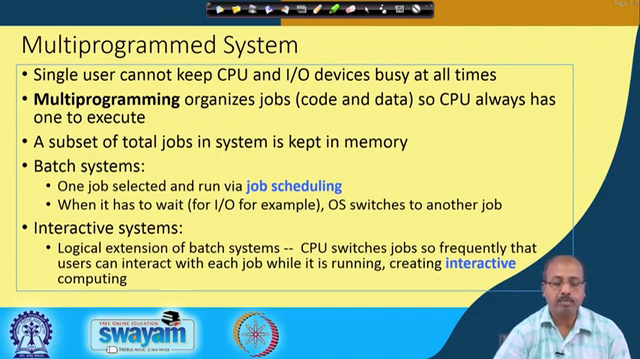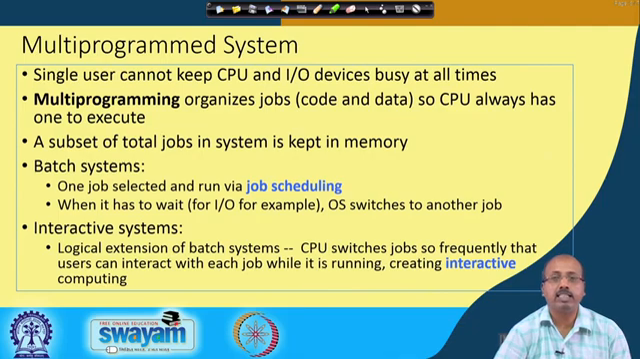In a batch system, one job is selected and run via job scheduling. So, in a batch system what happens is that we submit a batch of jobs, a set of jobs to the computer for execution, and the scheduler puts them in a scheduling queue, and one after the other the jobs will be given to the system, and when one has to wait, the OS will switch to another job. So, a batch of jobs are given and one by one they are processed.